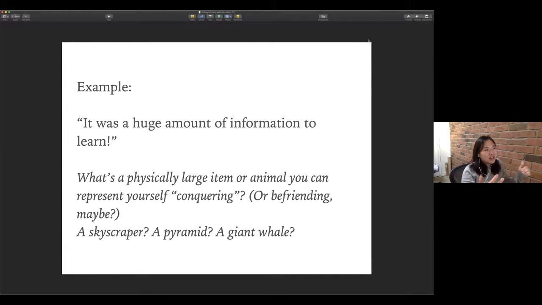So what is a huge, physically large thing that you can draw without going down a perfectionist rabbit hole, without worrying too much about it? And then just try to start with that. See what you can do with that.